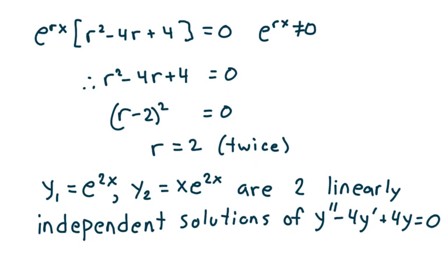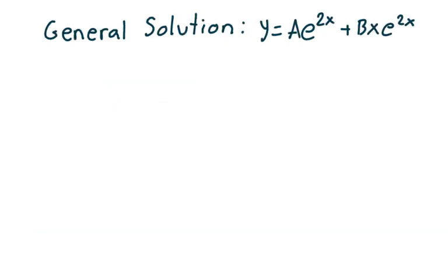So what's the goal in solving this differential equation? We need two linearly independent solutions. My linearly independent solutions are y1 equals e to the 2x and y2 equals x e to the 2x. Those are my two linearly independent solutions to the differential equation. And so my general solution will look like y equals ae to the 2x plus bx e to the 2x. And that's how we do example 3.